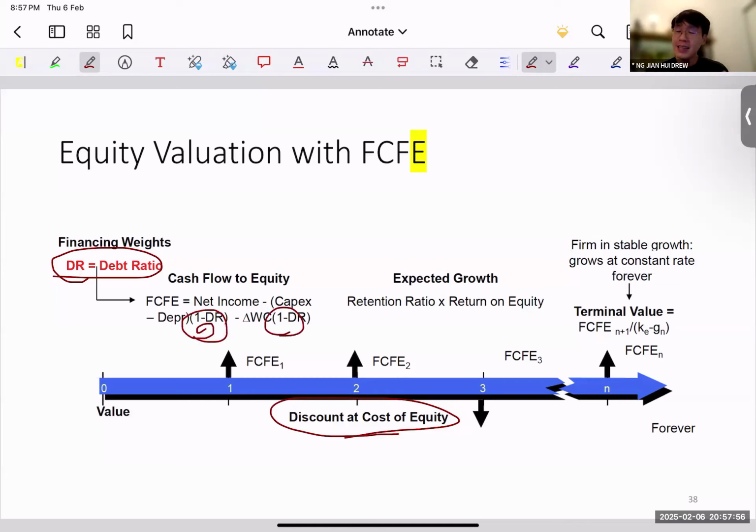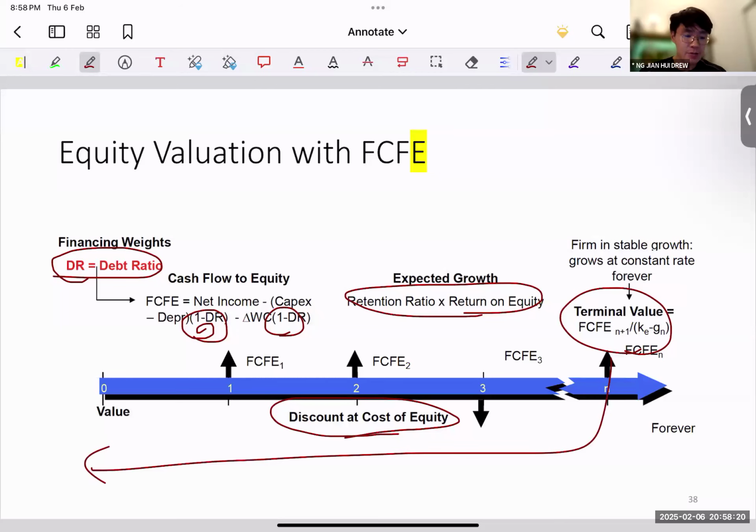So in the next slide, we'll go through a bit more detail on this cash flow, but just know that there's some adjustment that's required because we are interested only in equity holders. Your growth now is a return on equity, that's still the same. Your terminal value is still assuming a growing perpetuity, and then we discount it all the way back to year zero. That's still okay.